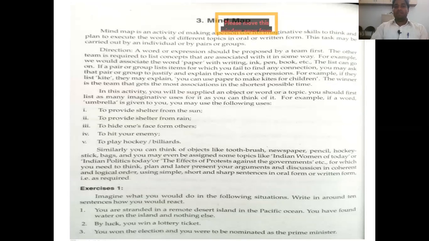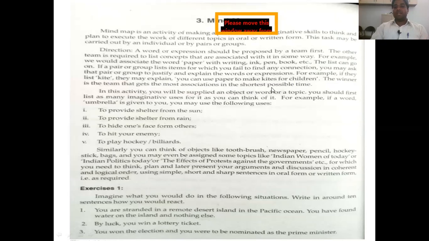For example, we would associate the word paper with writing, ink, pen, book, etc. So the list can go on. If a pair or group lists items for which you fail to find any connection, you may ask that pair or group to justify and explain the words or expression. Expression is one kind of feeling. For example, if they list kite, they may explain, you can use the paper to make kites for children. The winner is the team that gets the most associations in the shortest possible time.